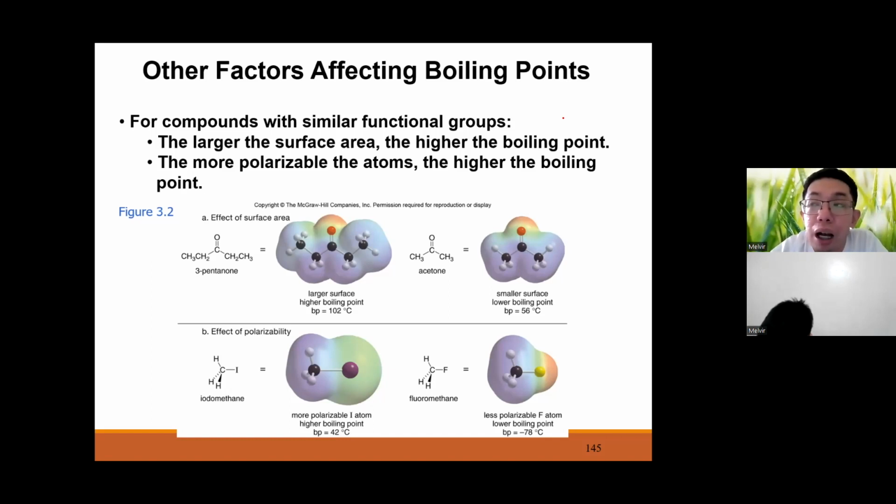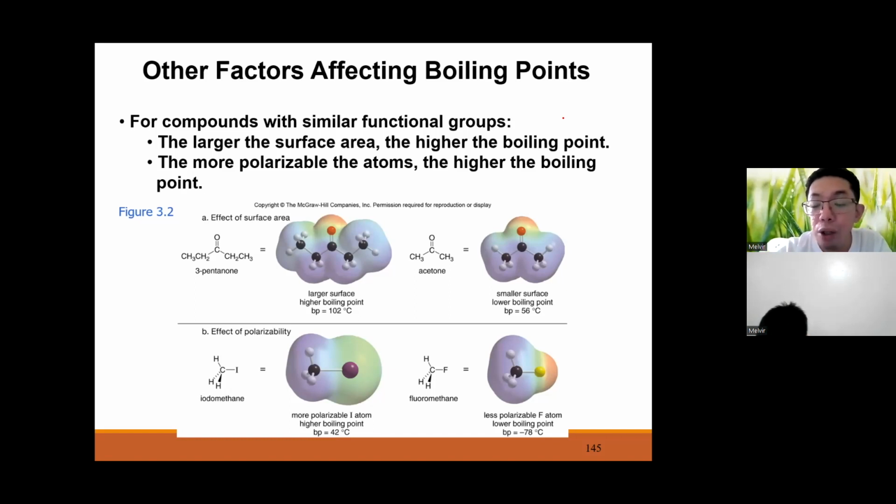So therefore, because their electronic cloud distribution is so large, they can be easily affected by changes in their electronic environment. So therefore, Josh, the more polarizable the atoms, the higher the boiling point, because you'll have a larger volume of atom, such as iodine versus fluorine. So we have iodomethane versus fluoromethane. There is a very drastic change when comparing fluoromethane and iodomethane.